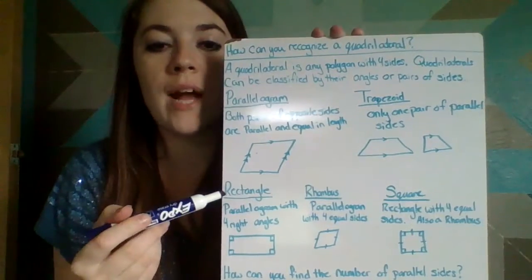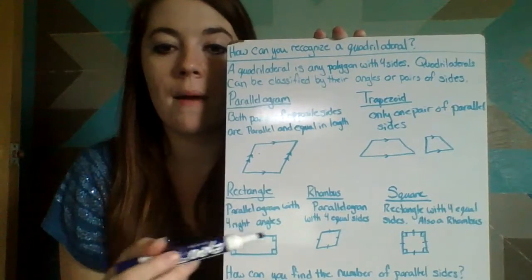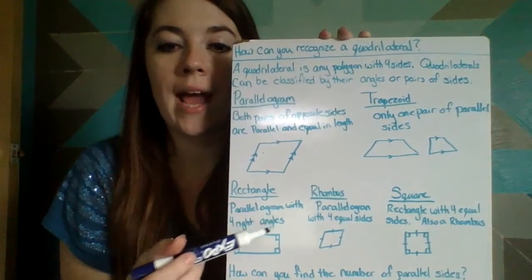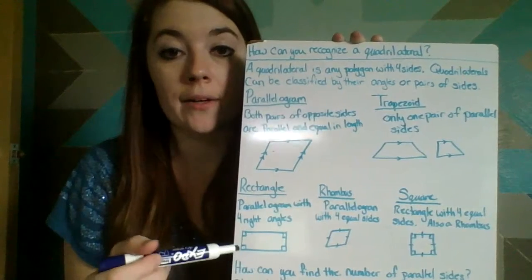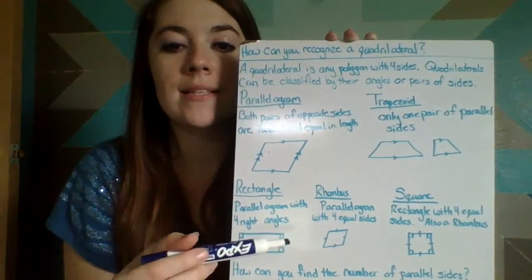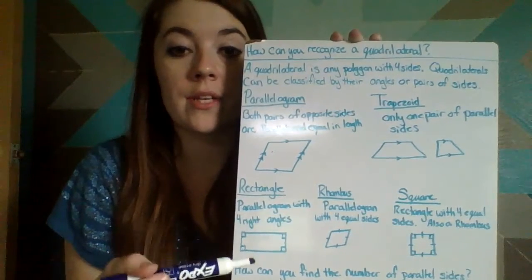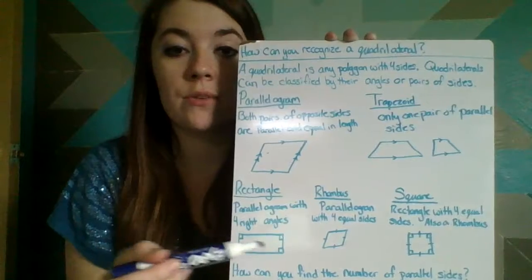Next, we move on to rectangles. A rectangle is a kind of parallelogram that has four right angles. You guys know what rectangles look like. It has to have those four right angles. The opposite sides are parallel, and they're congruent. So these two sides are congruent, and these two sides are congruent.